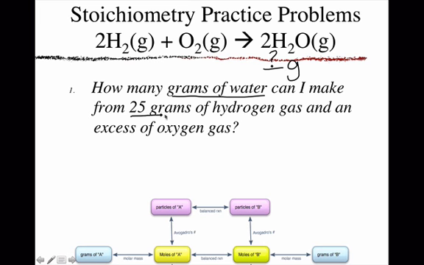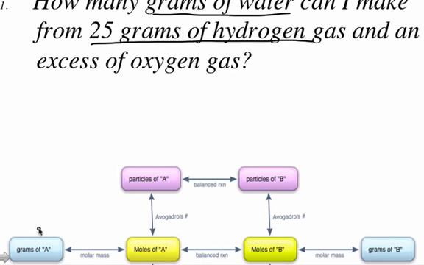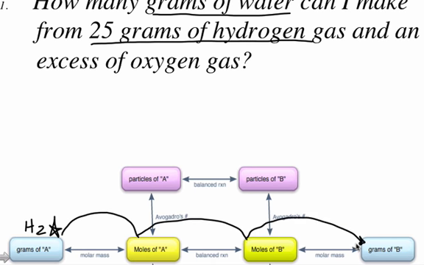And they're saying I have 25 grams of hydrogen to start with. So under the hydrogen I would put 25 grams. So I'm starting here and I need to end up in grams of water. So if I look at the diagram, my grams of A is my hydrogen. It's where I'm starting. And I'm going to work my way all the way to grams of B. And grams of B is the water. So I need to go from grams of A to grams of B.